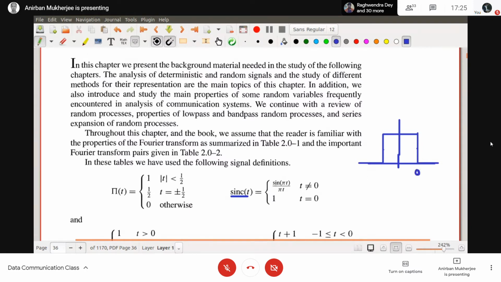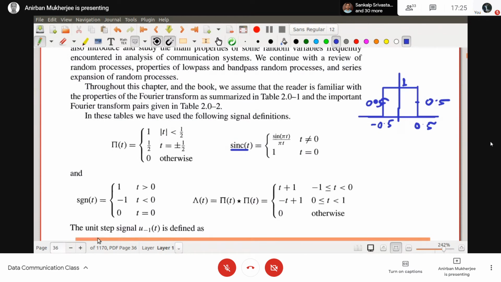By definition this is 0.5, this is minus 0.5, this is 1. But at this point I am defining the function in this way, that this is also half. Now this is called the box function, sometimes we say pulse function. This is the signum function that we know. The signum function is like this. But at t equal to 0 it is 0.